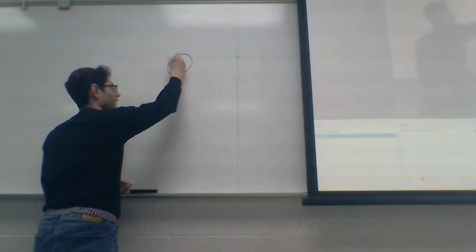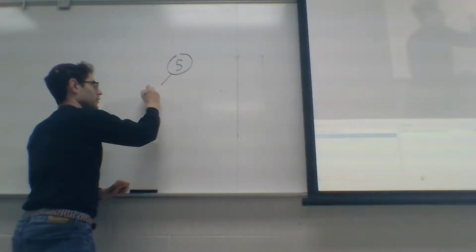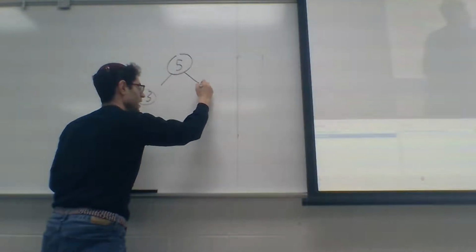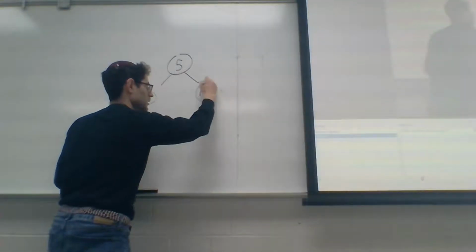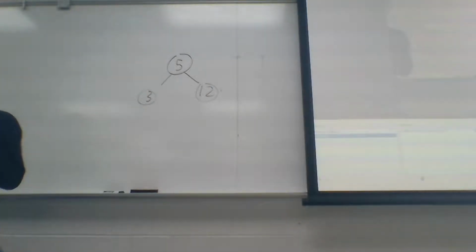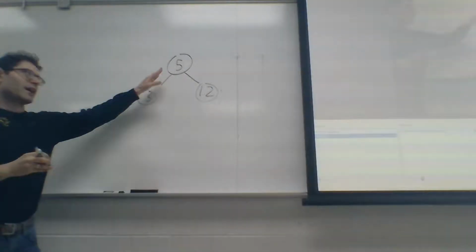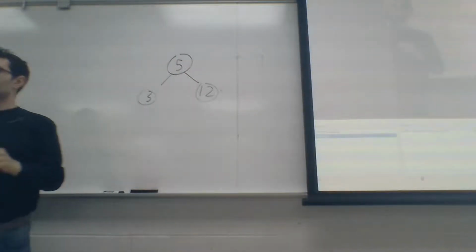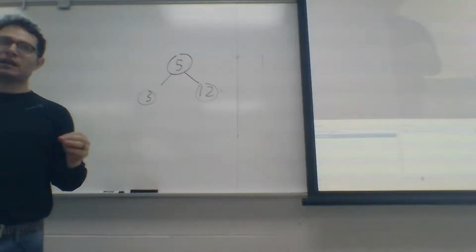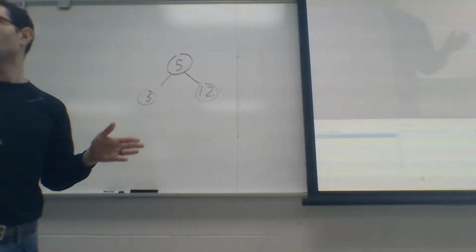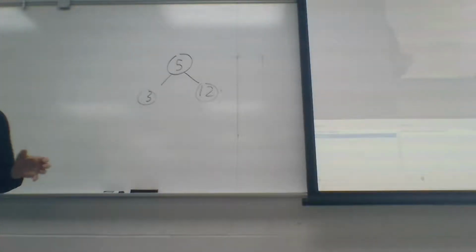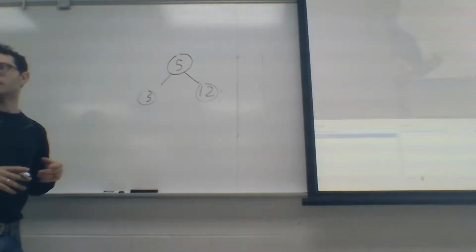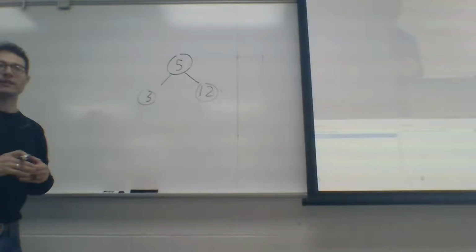I'll start with 5 over here. We've got 3. And then let's say 12 over here, right? So the values smaller than the root have gone to the left. Bigger values have gone to the right. So how does it add? Can anybody tell me how adding an item to this tree works? How would it work if I wanted to add 1 to this tree, right? How would that work out?